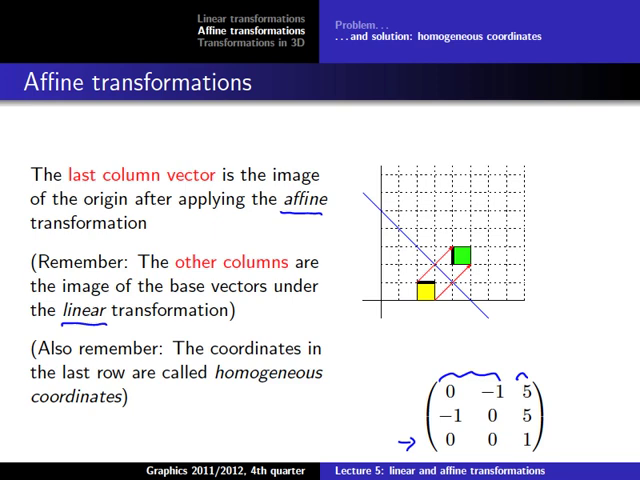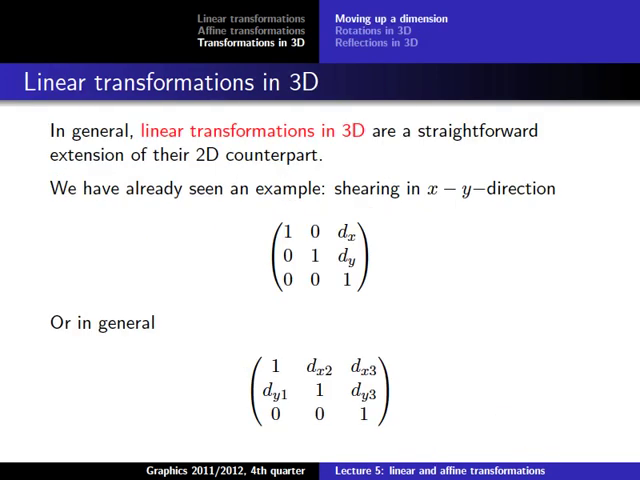So let's look into 3D now. And of course, we have already seen a first example for 3D, which was the shearing in XY direction, which I used to illustrate how the homogeneous coordinates can be motivated geometrically. So we've seen here that if we multiply this with a vector x, y, z, then we get x plus dx, y plus dy, z.